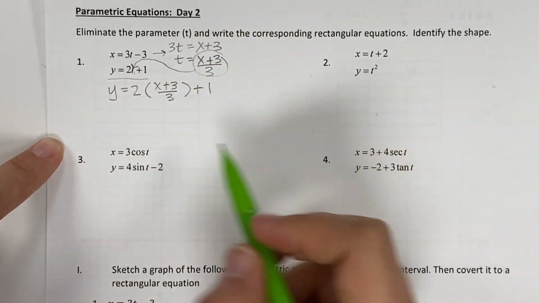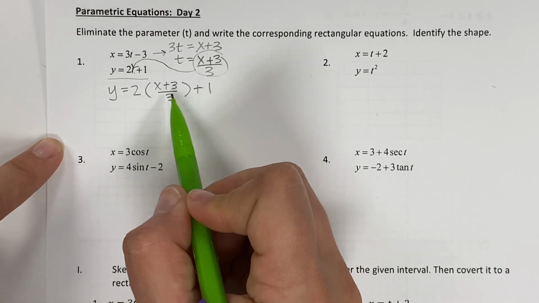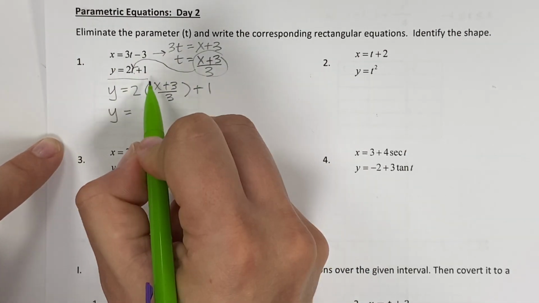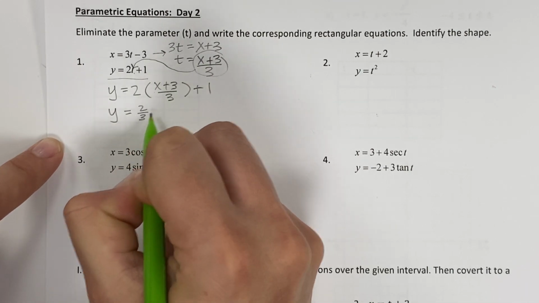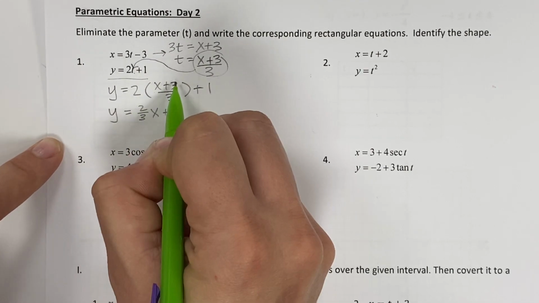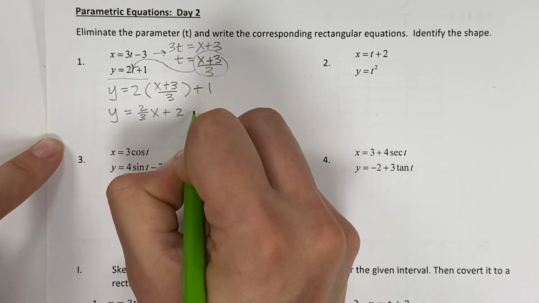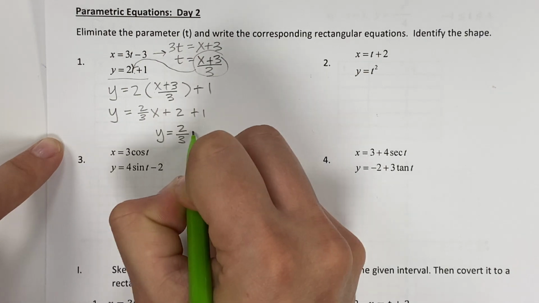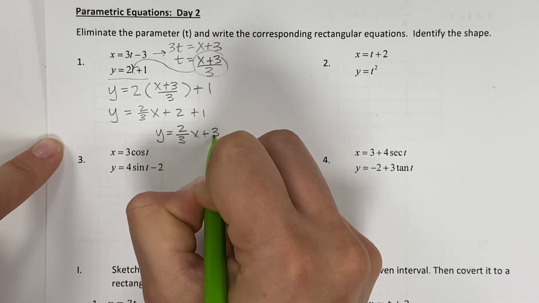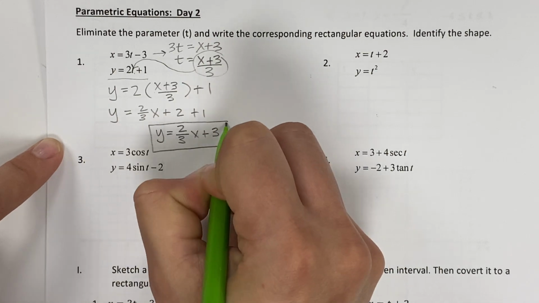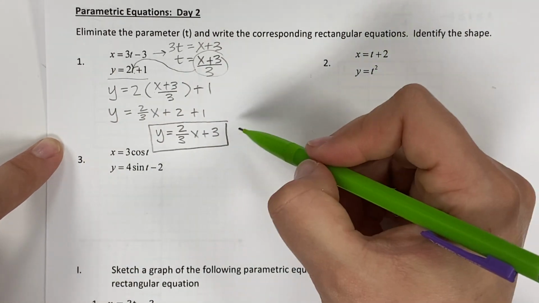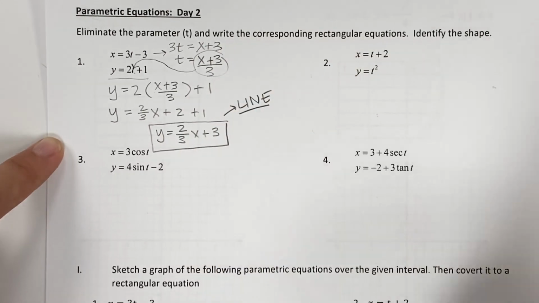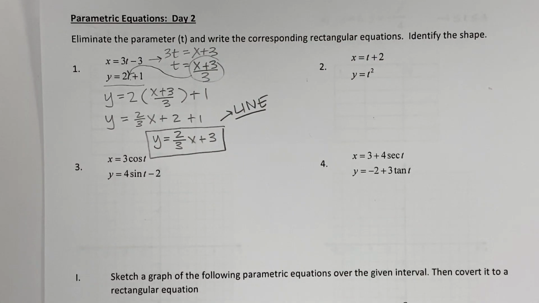plus 1. I'm going to distribute this 2 through and break up this fraction just to simplify. So that would be 2/3 x plus 6 over 3, which is 2, plus the 1. Combine your like terms. Your equation is 2/3 x plus 3. And then it also says to identify the shape. So if I was to graph this, this would be a line. Yay! So that's how you turn it into rectangular.